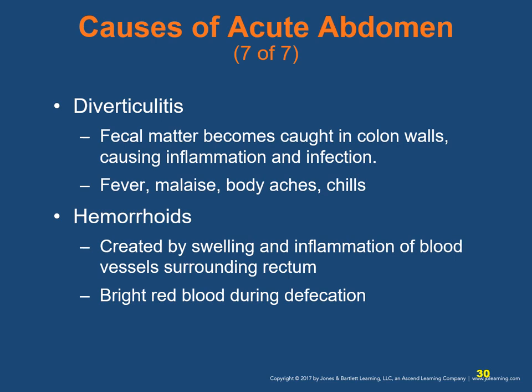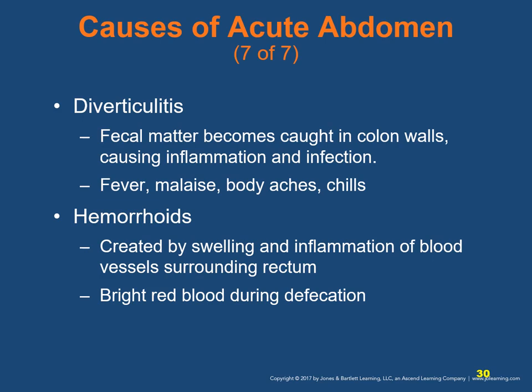Diverticulitis is an abdominal problem, and it was first recognized around 1900 when the amount of processed foods that were eaten increased. The consistency of stools became more solid, requiring more intestinal contractions, resulting in increasing pressure in the colon. Bulges in the colonic walls result from increased intestinal contractions. Fecal matter is caught in the bulges, and bacteria gather there, causing inflammation and infection. The main symptom is abdominal pain on the left side, lower abdomen, and the signs are fever, malaise, body aches, chills, nausea, and vomiting.